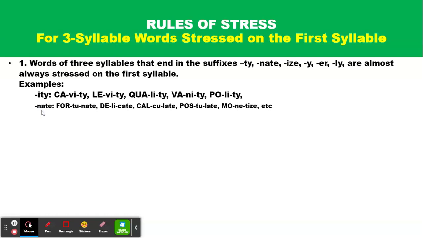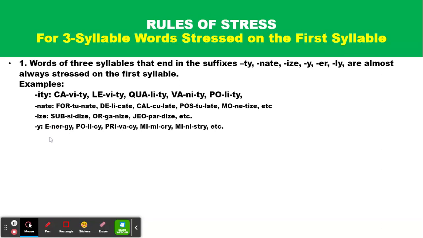Then another one is three-syllable words that end in the suffix nate. They also have stress on the first syllable. For example, fortunate, delicate, calculate, postulate, monetize. Okay. The next is three-syllable words ending in ize, such as subsidize, organize, jeopardize. Then we have words ending in y, such as energy, policy, privacy, mimicry, ministry. All right.